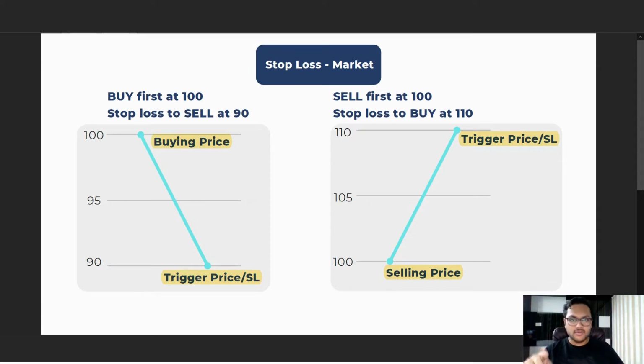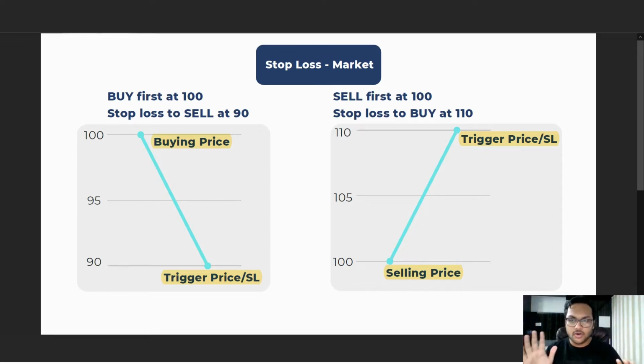When you have bought first, what is your fear? That if the price goes down, I will incur a loss, and I want to limit that loss to a maximum of 10 rupees. So that's why I'm putting a stop loss. In case of selling first, what is your fear? That if the price goes up, then I will incur a loss. I want to limit my loss there too. So in this case, you have put your stop loss at 90, and in this case, you have put your stop loss at 110.